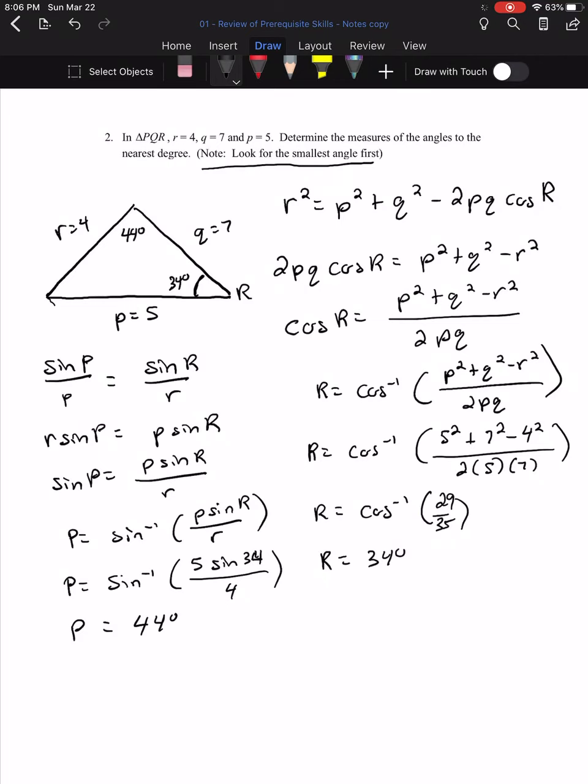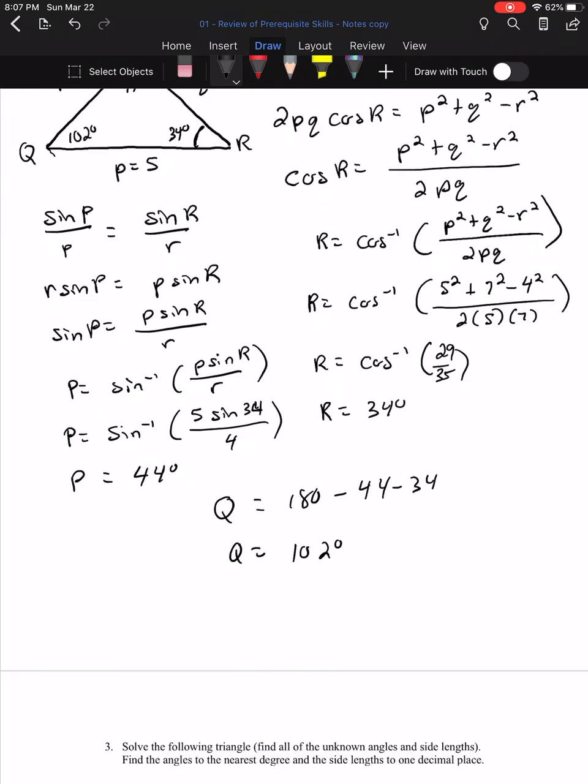And then the last angle I need is the Q, and to get Q, just draw that on there, Q equals 180, subtract the 44, subtract the 34, Q equals 102. See, that one might have caused me a problem if I had gone at it first. My calculator might have told me 78 degrees, and then I would have had to know which one it was by doing some thinking and everything like that. Going after the smallest one avoids all that kind of nonsense when you're given the three-side situation.